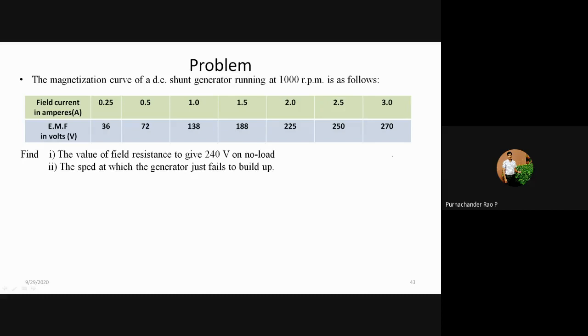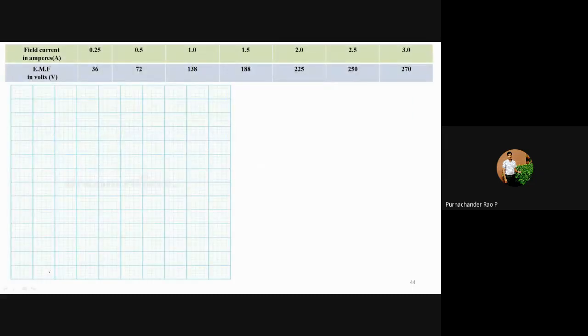So shall we solve? Everyone keep a graph sheet. For finding the critical field resistance and speed, we need to draw the graph. Do you all have graph sheets? Yes, sir. So just look, I'm taking the graph sheet here and I'm drawing the details.